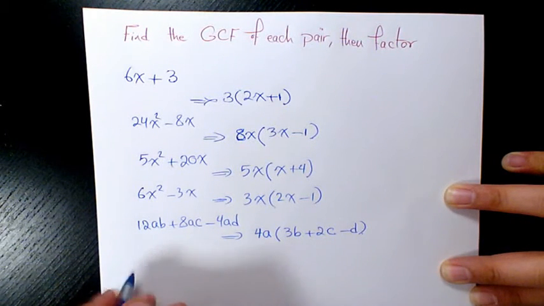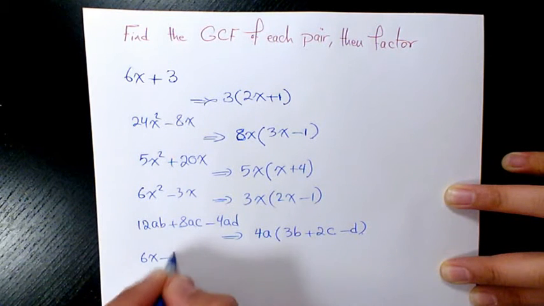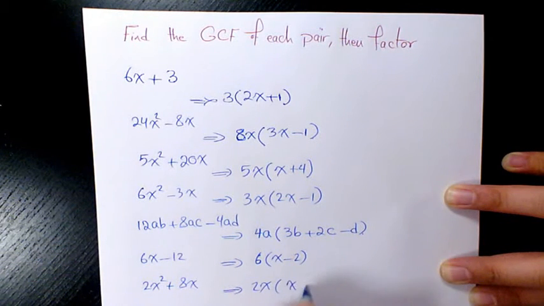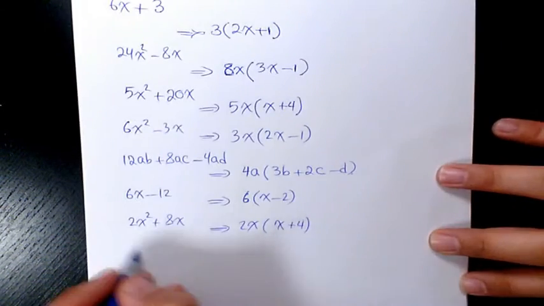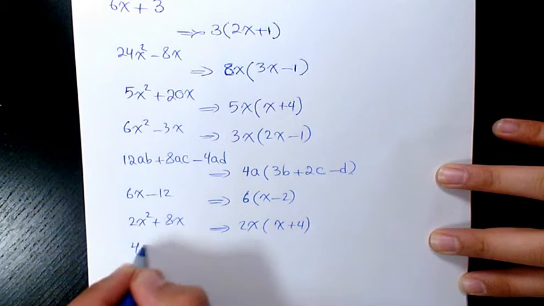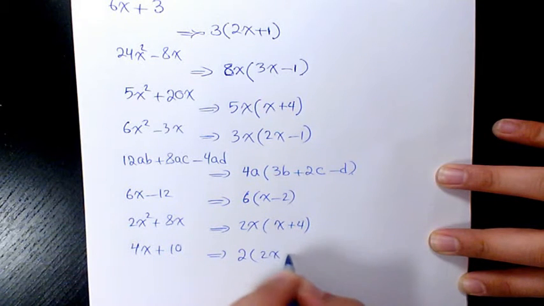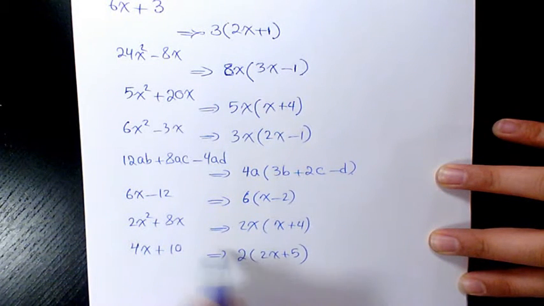Next one is going to be 6x minus 12. 6 and 12, basically the GCF is going to be 6. So it's 6 times x minus 2. Next one is 2x squared plus 8x. That's going to give me 2x times x plus 4. Next one is 4x plus 10. We can factor 2 in here. It's going to be 2 times 2x plus 5 because 4x divided by 2 is going to be 2x, and 10 divided by 2 is going to be 5.